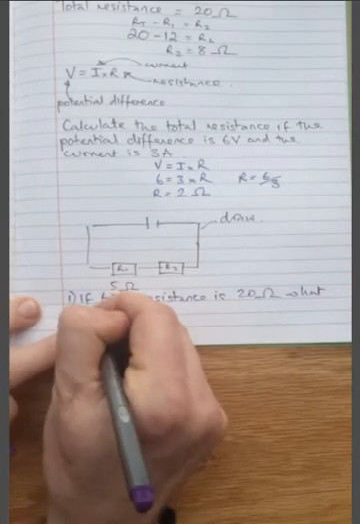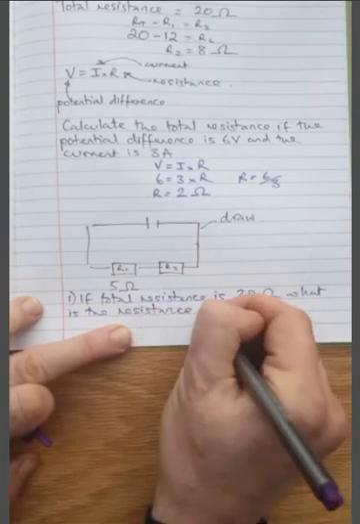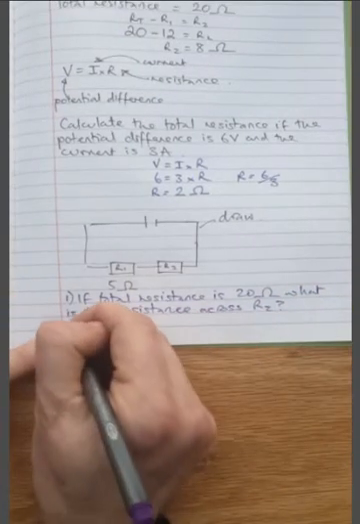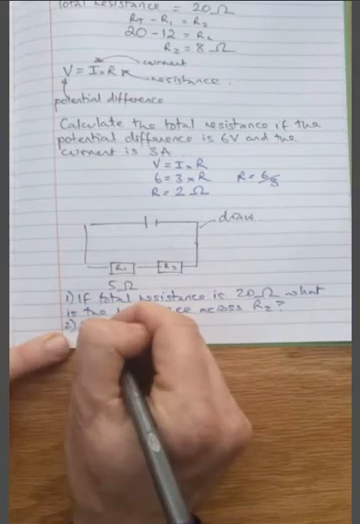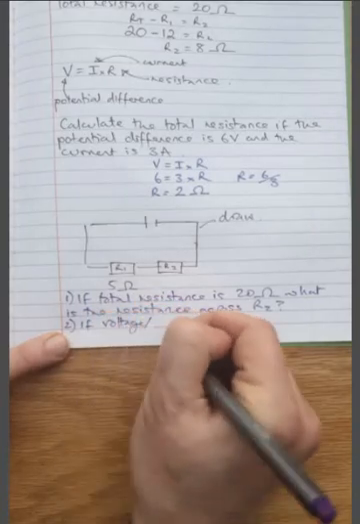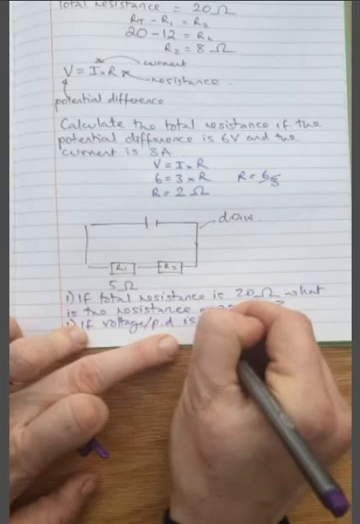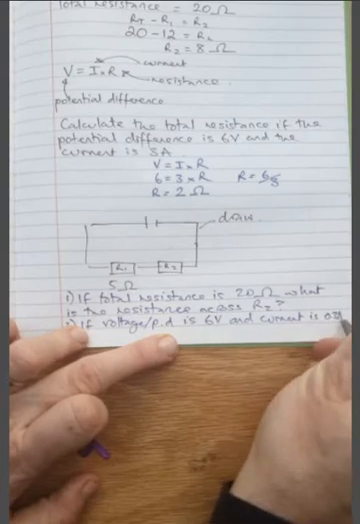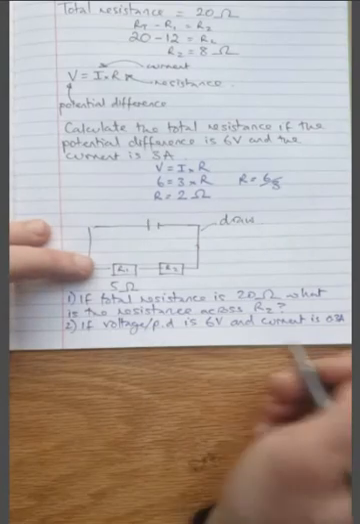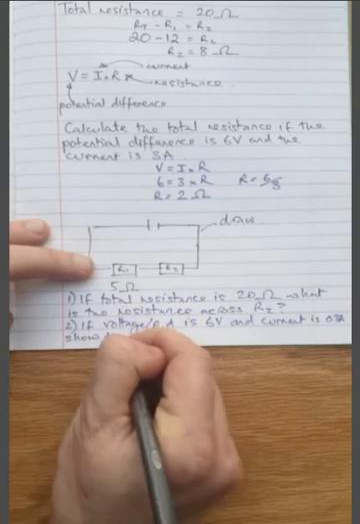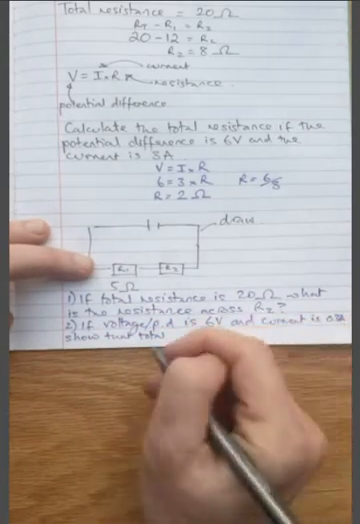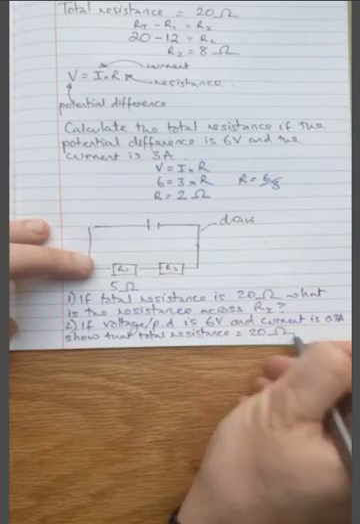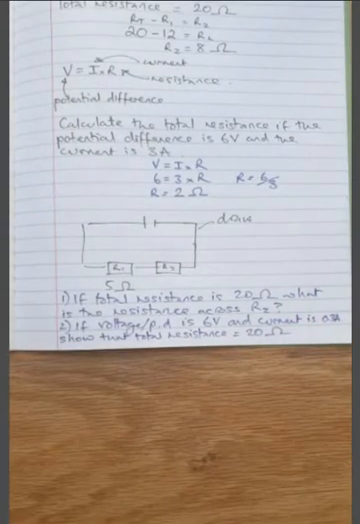what is the resistance across R2? And then if voltage, or PD, is 6 volts and current is 0.3 amps, we don't need to calculate it because I've already told you what it is, but I want you to show me that total resistance is 20 ohms using that equation. So pause the video and have a go at that.